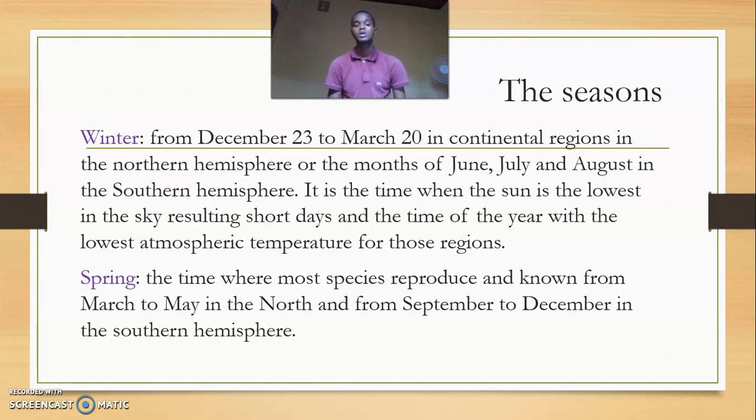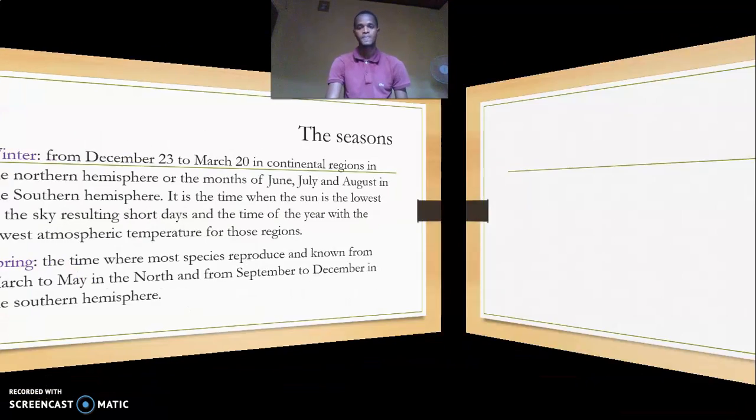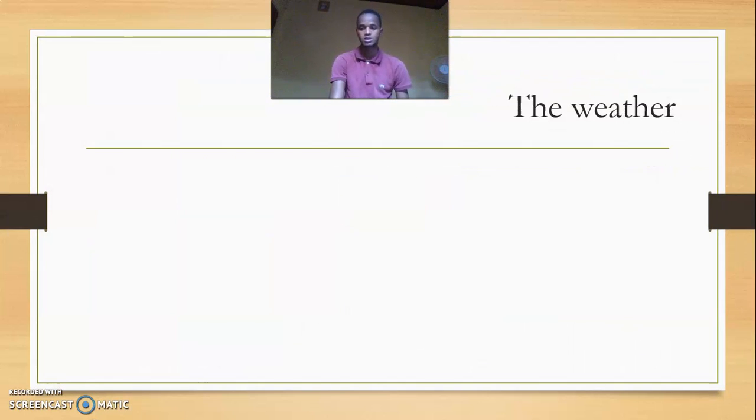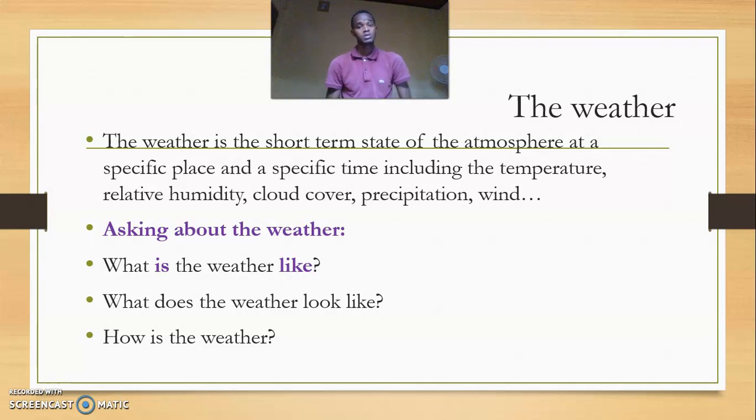The spring, the time where most species, animals, plants, and trees, and even people, most of the time, reproduce, and the season is understood to take place between March and May in the north, from September to December in the southern hemisphere. So after that, we will see about the weather.